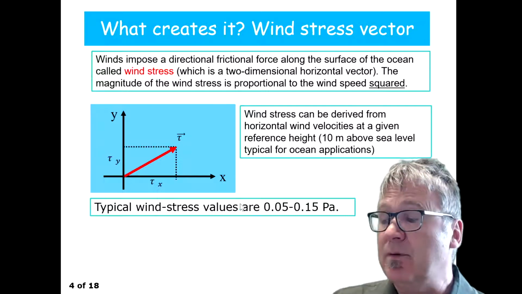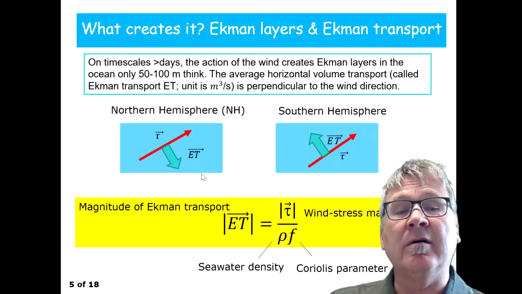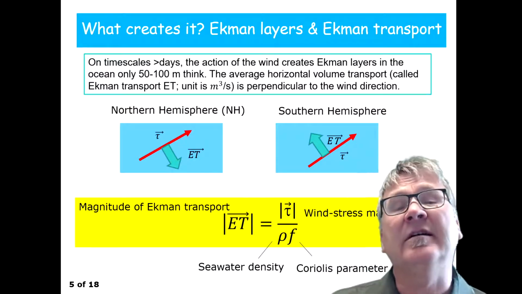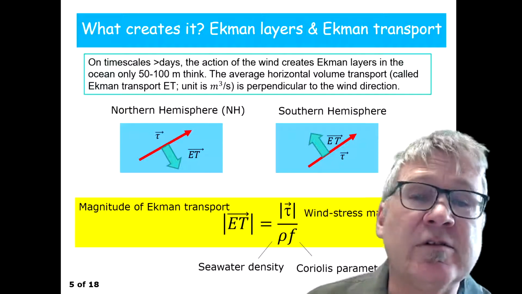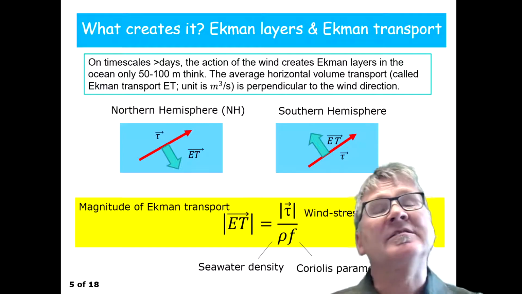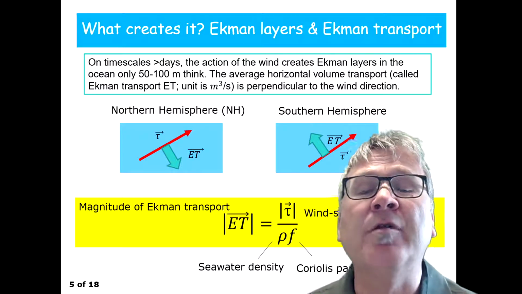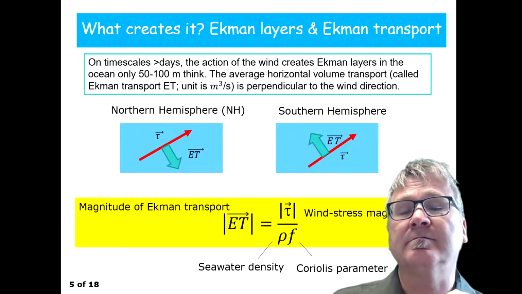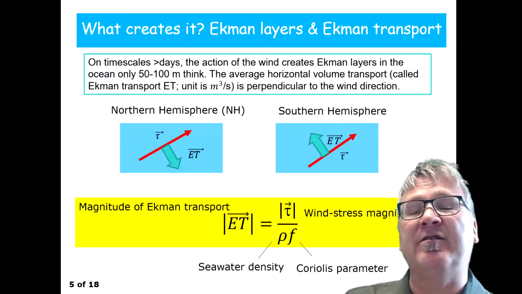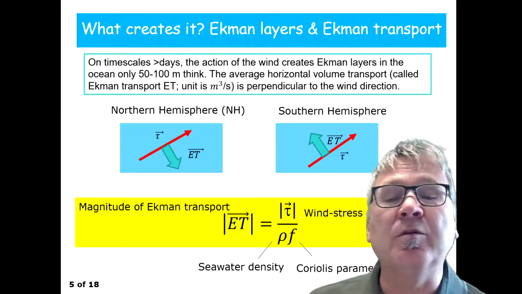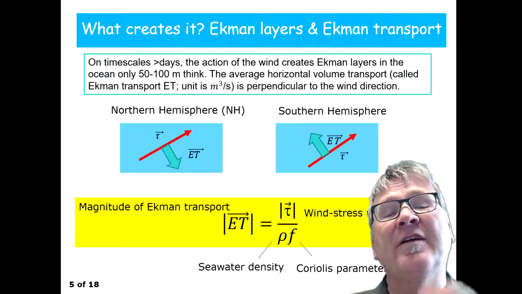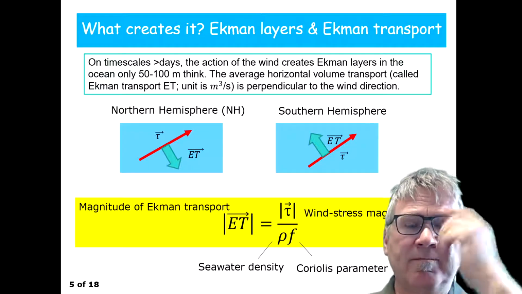Okay, and the next step is if we have a wind stress, we're operating on time scales exceeding a few days, so you're on longer time scales. The action of the wind creates Ekman layers in the ocean. They're only 50 to 100 meters thick. So the average volume transport, called Ekman transport, is perpendicular to the wind direction. Okay? And it's to the right in the northern hemisphere and to the left in the southern hemisphere.